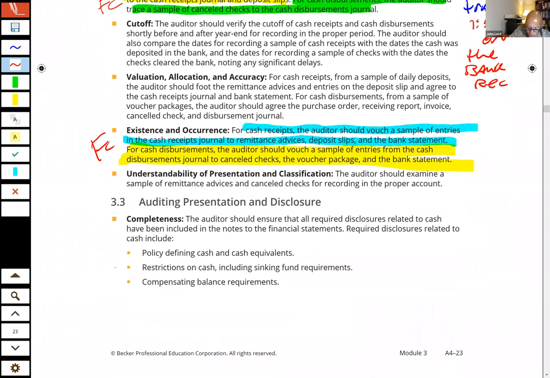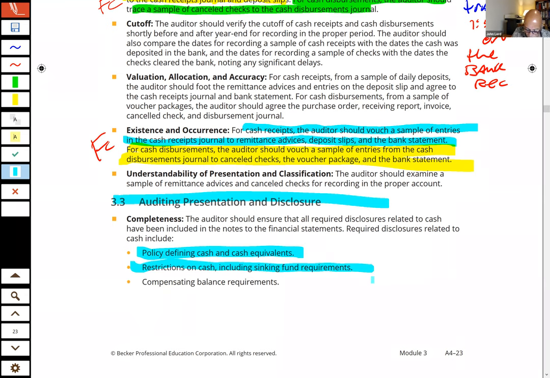And then for our presentation and disclosure, they keep talking about presentation and disclosure, and policies defining cash and cash equivalents, restrictions on cash, including sinking fund requirements. I don't think the examiners will get too caught up in asking you about disclosure requirements on the auditing exam that the auditor would be looking for.